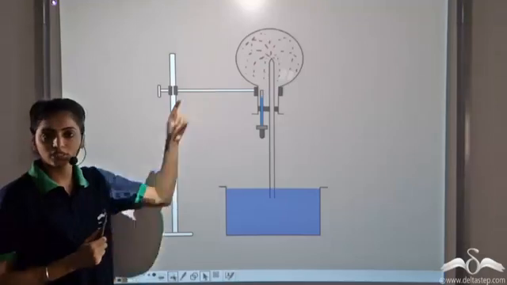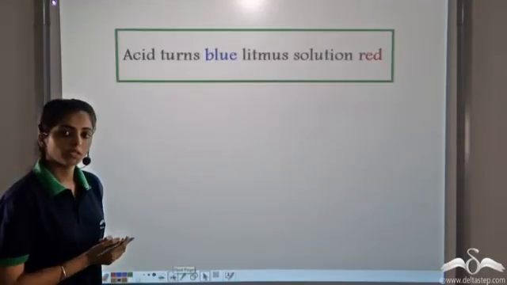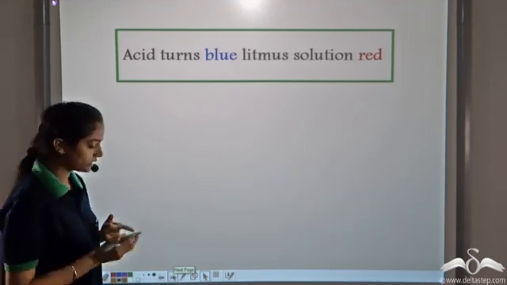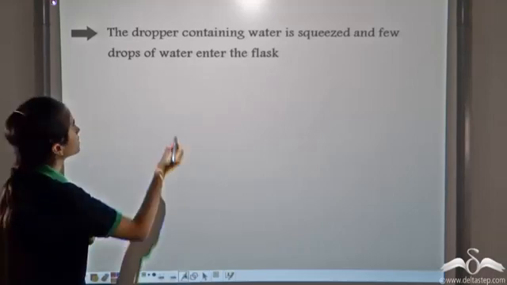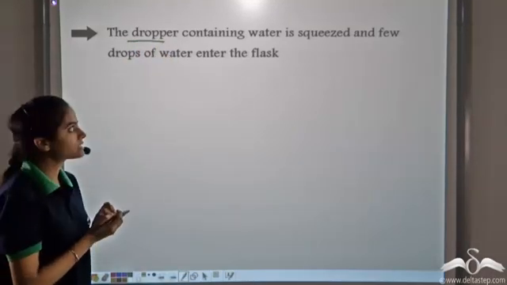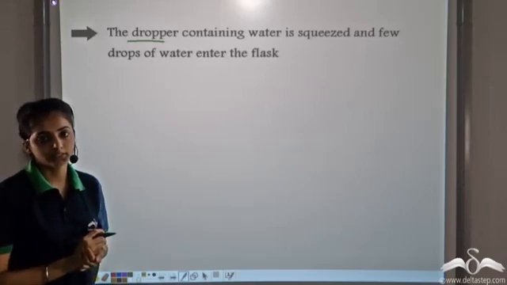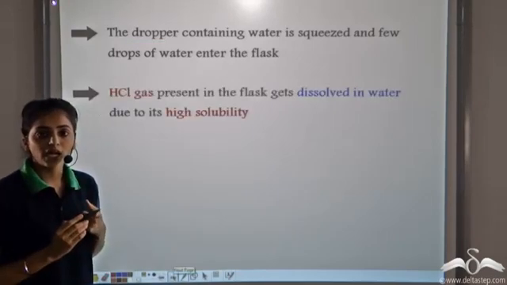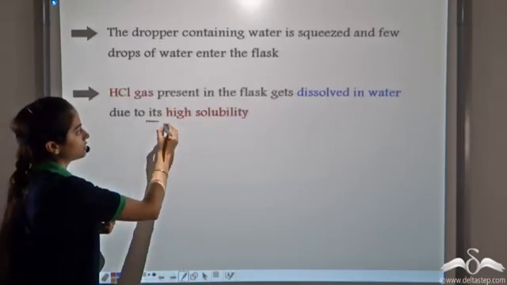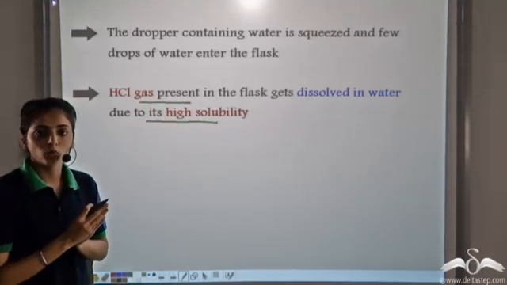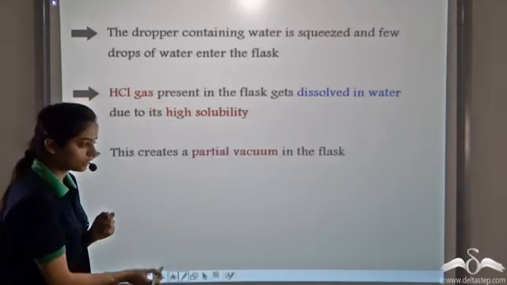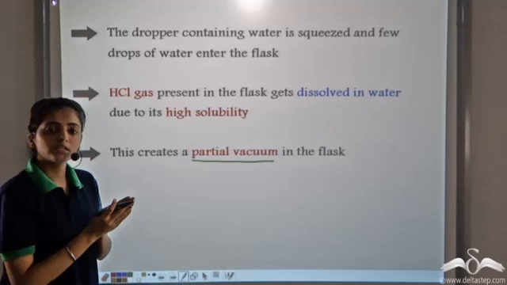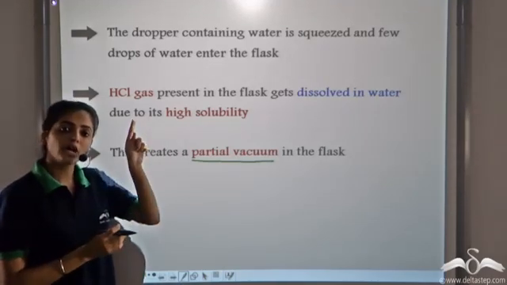Let's revise how this red fountain gets formed. First of all, we have to know that acid turns blue litmus solution red. Now the dropper containing water is squeezed and some water droplets enter the flask. Since HCl gas is highly soluble in water, it gets dissolved in this water. As soon as it is dissolved, it creates a partial vacuum in the flask. By partial vacuum, we mean that since it rapidly dissolves in water, the pressure in the flask drops.